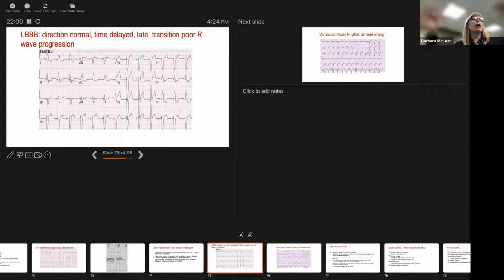All that right rabbit ear stuff, which less than 10% of patients present with, don't worry about that. Right bundle branch block: early zone of transition, wide R wave. Left bundle branch block: late zone of transition, wide R wave. That's really what you need to know. And this is left bundle branch block.